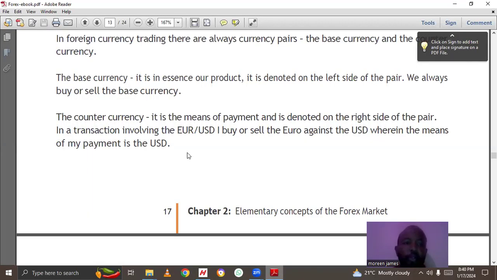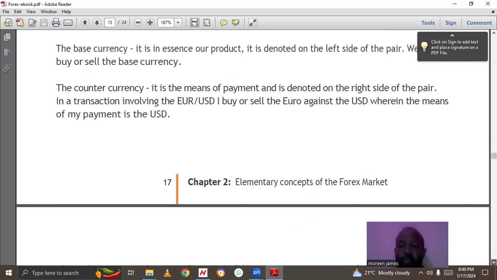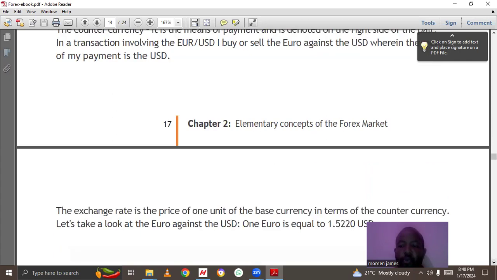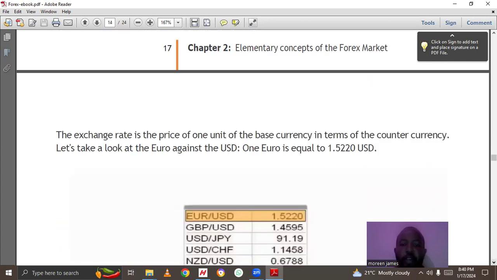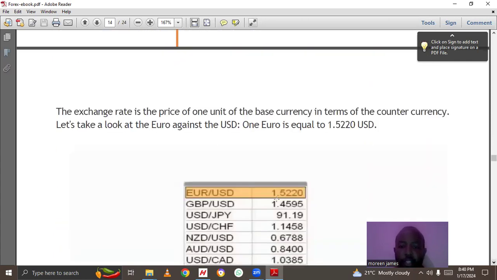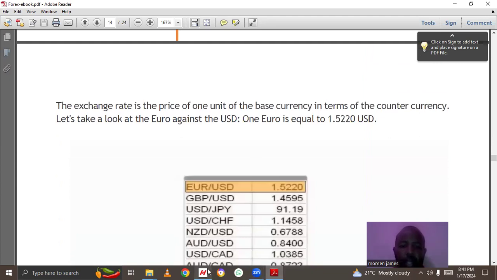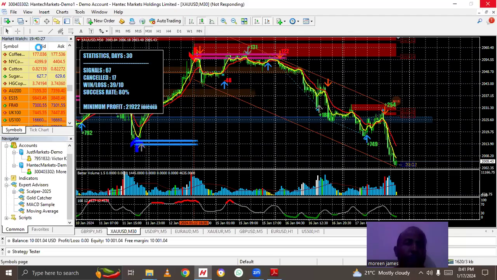So let's continue. The counter currency is the means of payment and is denoted on the right side of the pair. In a transaction involving the euro versus USD, I buy or sell the euro against the USD, wherein the means of my payment is USD. So I hope you have gotten that. The exchange rate is the price of 1 unit of the base currency. And when you come to the MT4, you'll be able to see it here as bid or ask.